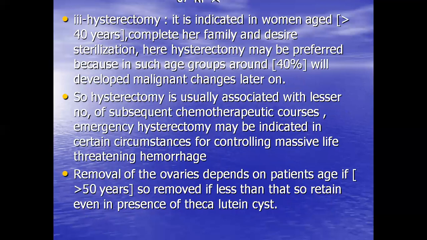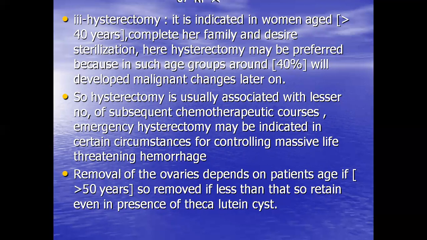Hysterectomy: is there any role of hysterectomy? Yes. It is indicated in women over 40 years who have completed their family and desire sterilization. Here, hysterectomy may be preferred because in such an age group, around 40%, which is a very high percentage, develop malignant changes later on. So hysterectomy is usually associated with a lesser number of subsequent chemotherapeutic courses. Emergency hysterectomy may be indicated in certain circumstances for controlling massive, life-threatening hemorrhage.